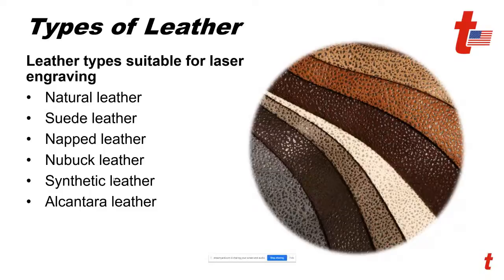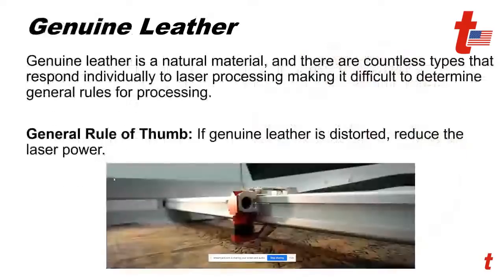Leather types that are suitable for laser engraving are going to be your natural leather, suede, nap leather, nubuck leather, synthetic leathers, and Alcantara leathers. These are just some of the more common. Vegetable tanned is probably my favorite, which is your most common out there, and it will again produce that darkened contrast into the surface of the material itself.